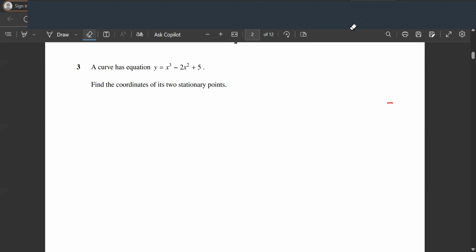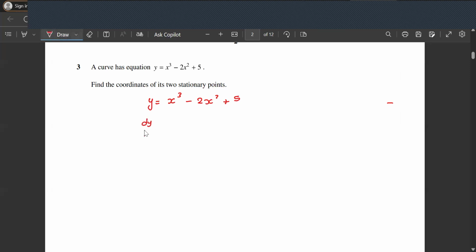Okay, so we have here the curve. The equation of the curve is what? y equals x power 3 minus 2x power 2 plus 5. Okay? Then what should I do? Differentiate. Why should I differentiate? Because he said the stationary point, and whenever he asks for the stationary point, I will differentiate.